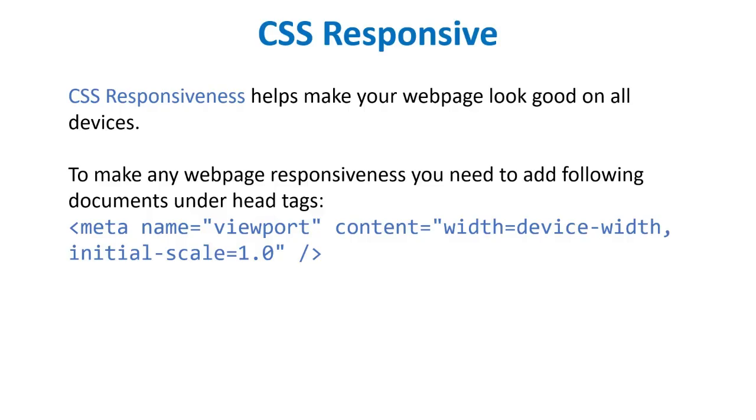CSS responsiveness helps make your web page look good on all devices. To make any web page responsive, you need to add the following line under the head tag. Meta name equals viewport content equals width equals device width, initial scale equals 1.0.